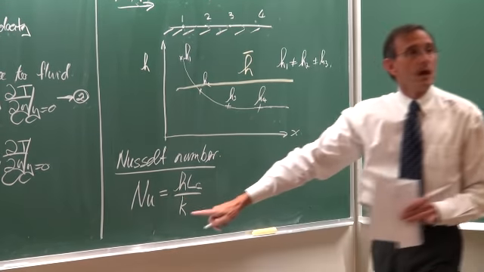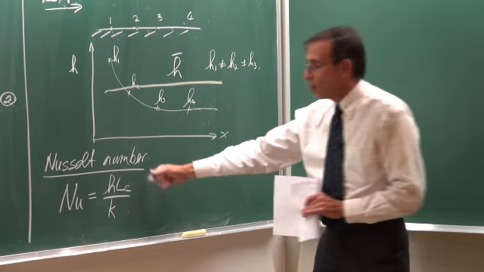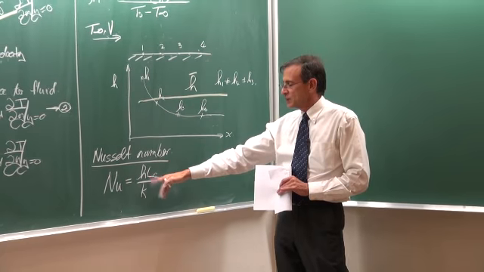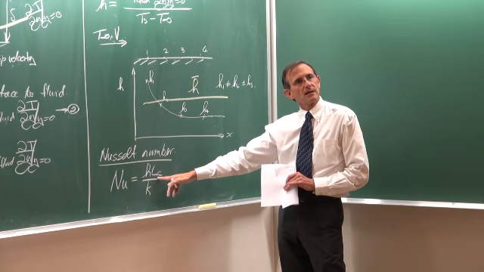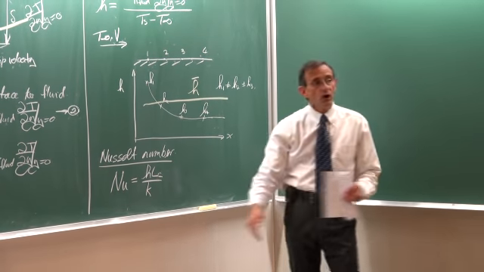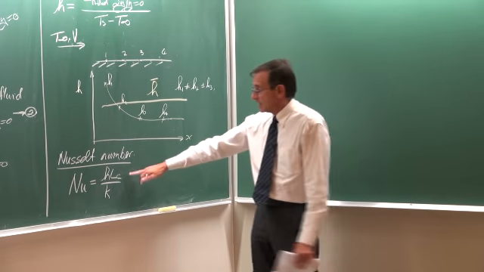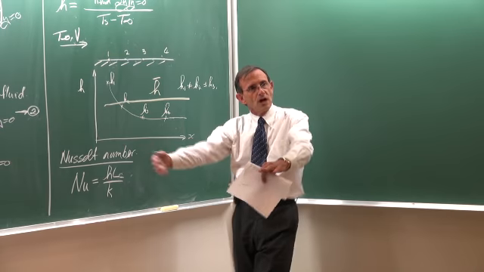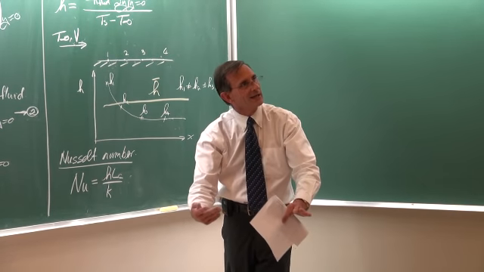So, the Nusselt number is a non-dimensional variable, and it is equal to the heat transfer coefficient multiplied by a characteristic length divided by the thermal conductivity. Again, this thing of the characteristic length. You remember with the Biot number, there was also a characteristic length.